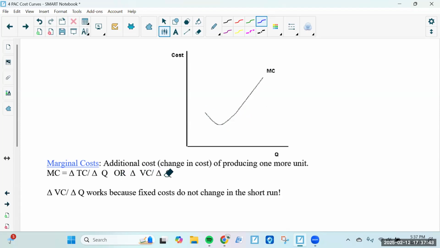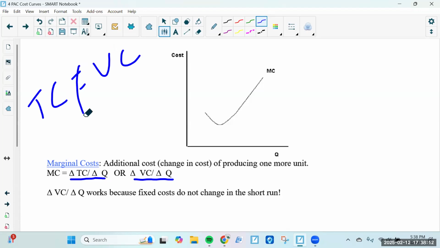By the way, the other way of calculating this is change in variable cost over change in quantity. So look at those two formulas: the change in total cost over the change in quantity, or the change in variable cost over the change in quantity. And I'm telling you that no matter which one you use, you're going to get the same answer. And you're going, wait a minute, how's that possible? Is total cost the same thing as variable cost? And the answer is no, it's not.